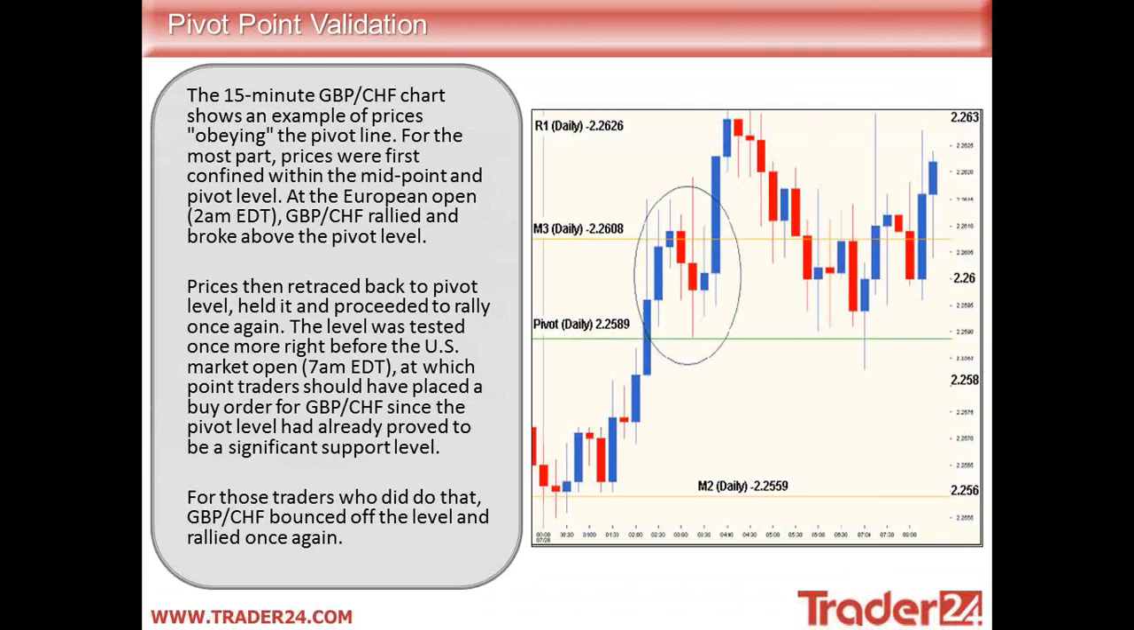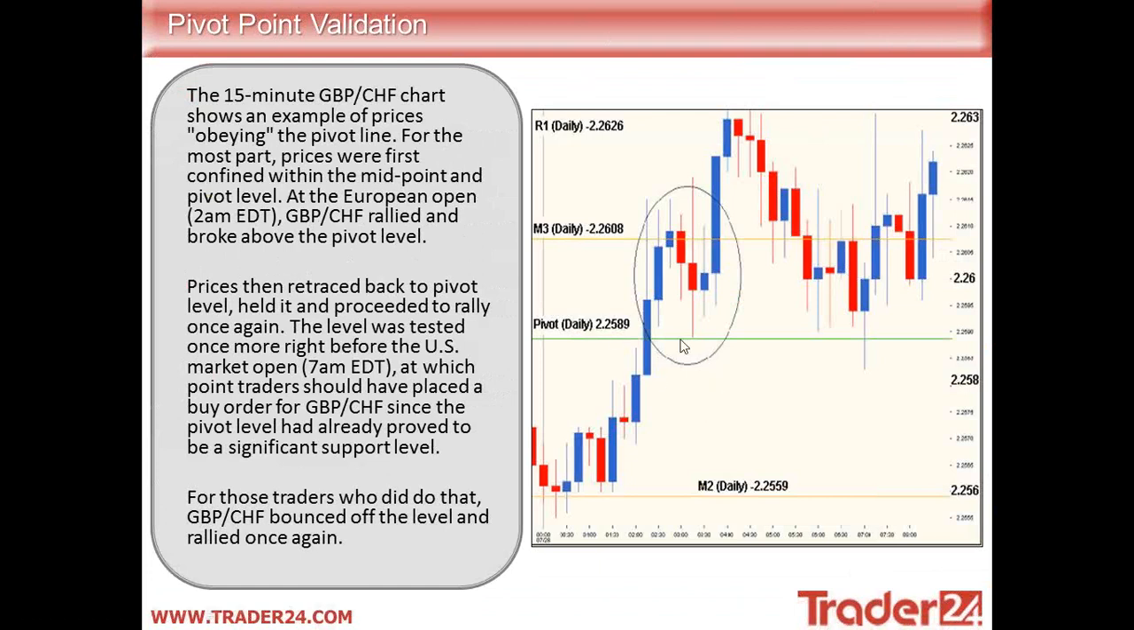Okay, so here we go. We have a sort of pivot point validation. This is on a 15-minute chart with the pound versus the Swiss franc, and shows an example of it actually obeying the pivot line. So for the most part, prices were first confined within the midpoint and the pivot level. As the European market opened, it rallied and broke above that pivot level quite significantly, as we see there in that circle.